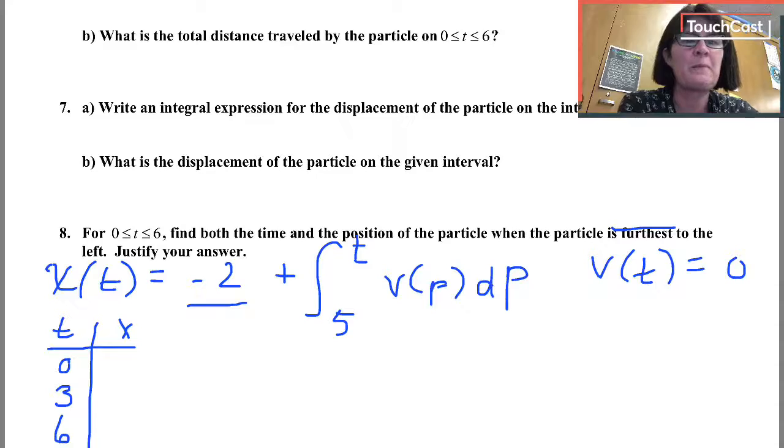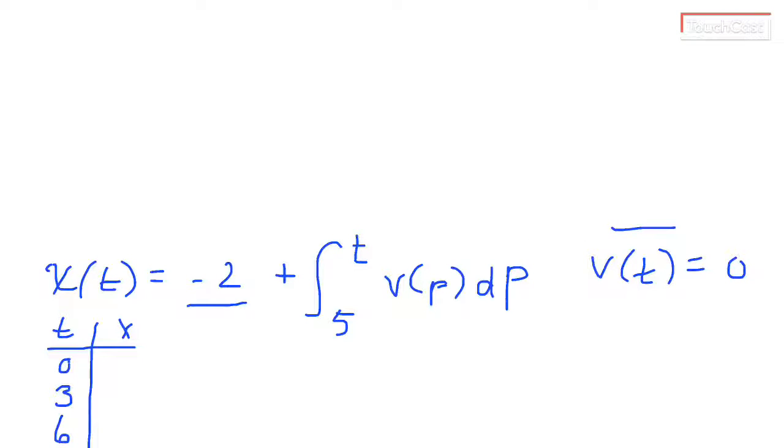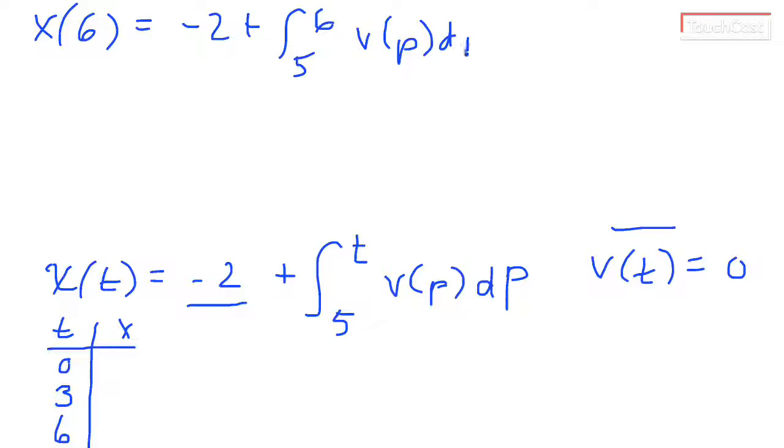I'm going to change to a different whiteboard. All right, well, the order I fill in my table doesn't really matter. Watch, it's a little bit maybe less stressful if I start with time 6. So my x of 6 is going to be negative 2 plus the integral from 5 to 6 of v of t. And I already know that the area under the velocity curve between 5 and 6 is negative 2. So that was 2, but it's underneath the t-axis. It's going to be negative 2 plus negative 2, which is negative 4.